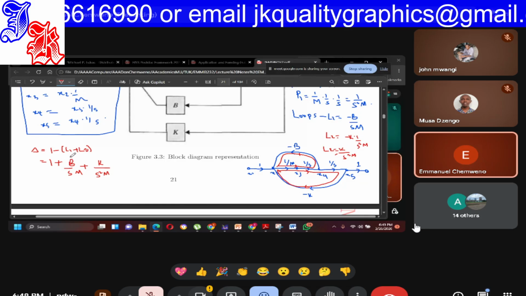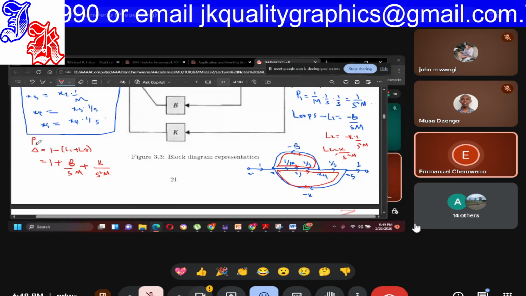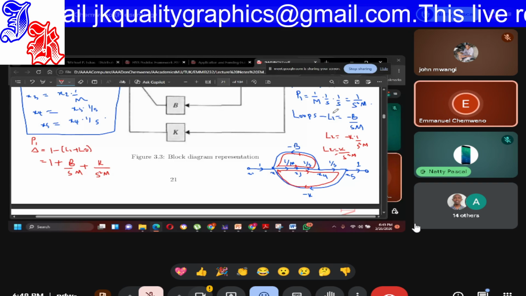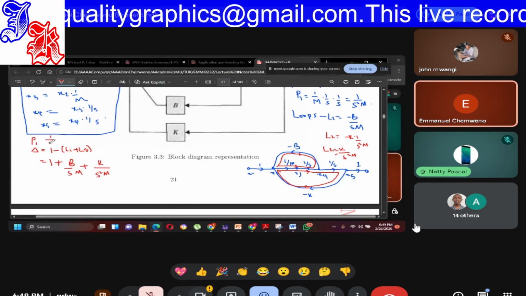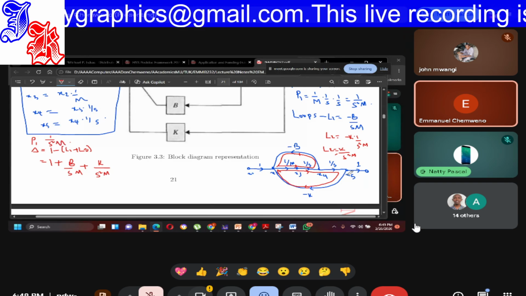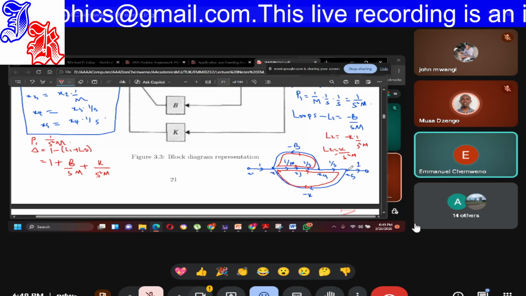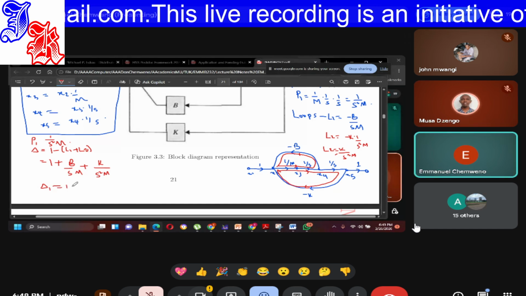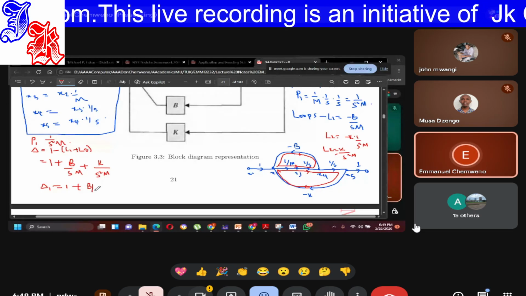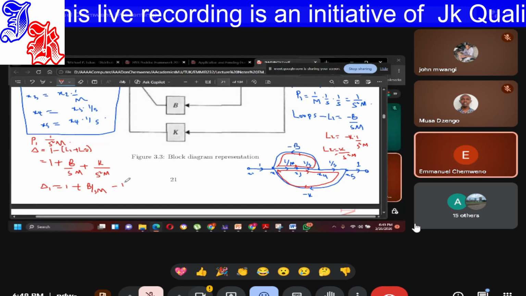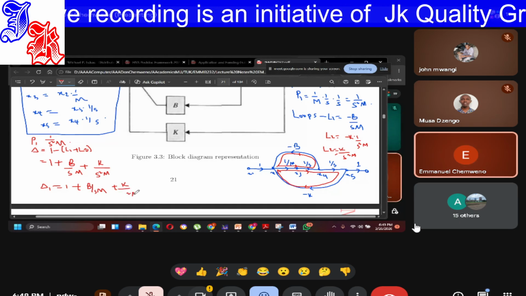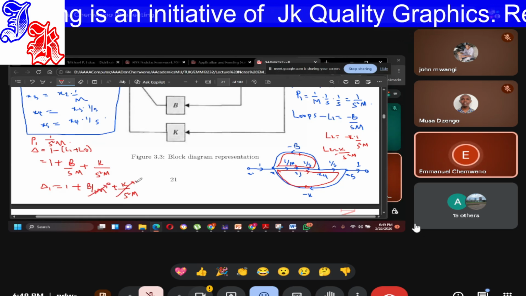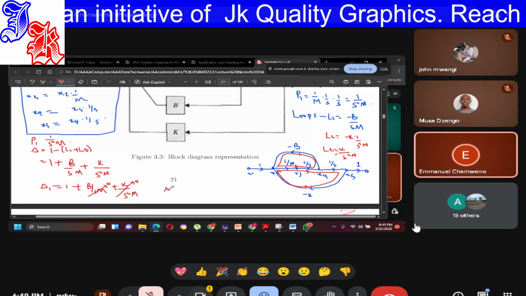So we have one path. Path 1 is 1 over s squared m. Number 2, these two loops touch this path. So cofactor 1 is equal to 1 plus b over sm plus k over s squared m. But these two loops touch, so this goes to 0, this goes to 0. So cofactor 1 is equal to 1.